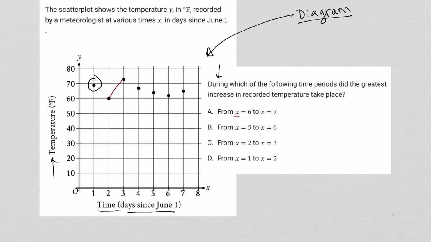So from x equals 6 to x equals 7, well, that would be from here to here. From 5 to 6, well, that's a decrease, so A is better than B. Choice C, from 2 to 3, yes, 2 to 3 is a much larger increase than from 6 to 7, so C is better than A. And from 1 to 2 for choice D, well, that's going down, right? So D is gone. So as expected, or as suspected, the correct answer here is choice C.